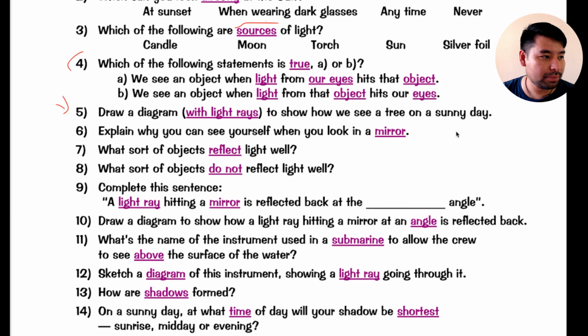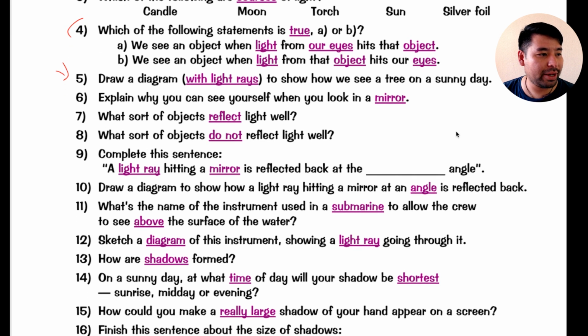Let's go to number 6. Explain why you can see yourself when you look in a mirror. Again, explain why you can see yourself when you look in a mirror. Remember that all the answers are on the previous pages, so if you don't remember, go back there and answer that.